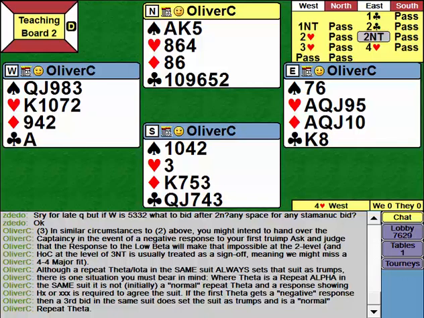A repeat theta in the same suit always sets the suit as trumps. But if the theta is a repeat alpha in the same suit, that isn't it, it's an initial theta, not a repeat theta. So if a theta is a repeat alpha in the same suit, then we need a response that shows high X or three small in order to agree the suit.